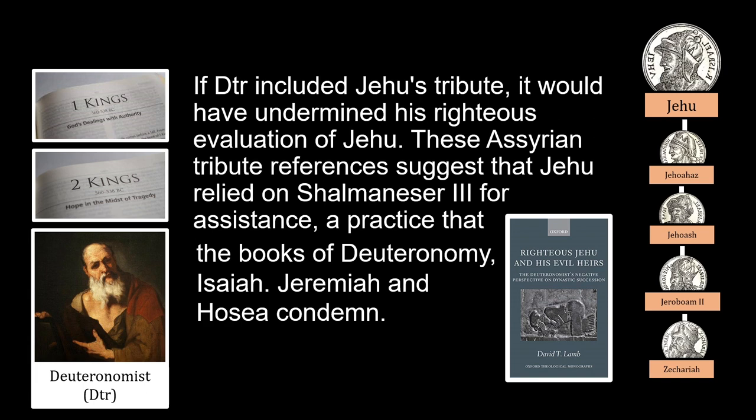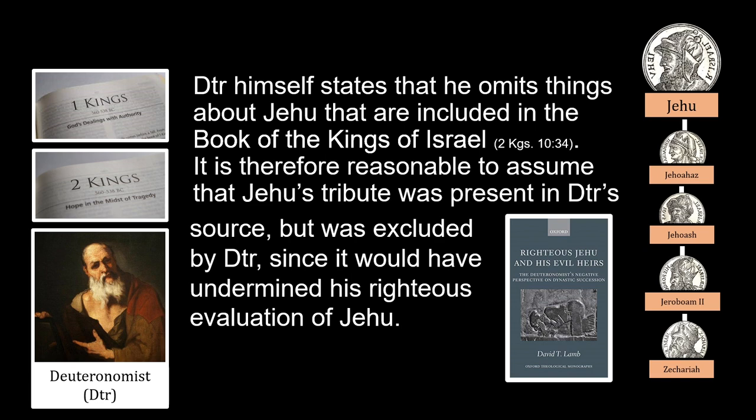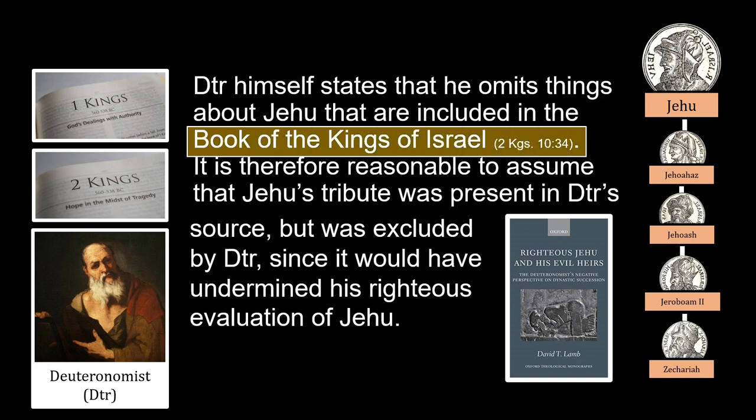These Assyrian tribute references suggest that Jehu relied on Shalmaneser III for assistance, a practice the book of Deuteronomy, Isaiah, Jeremiah, and Hosea condemn. We continue to read in this work. The Deuteronomist himself states that he omits things about Jehu that are included in the book of the kings of Israel. It is therefore reasonable to assume that Jehu's tribute was present in the Deuteronomist's source, but was excluded by the Deuteronomist since it would have undermined his righteous evaluation of Jehu.